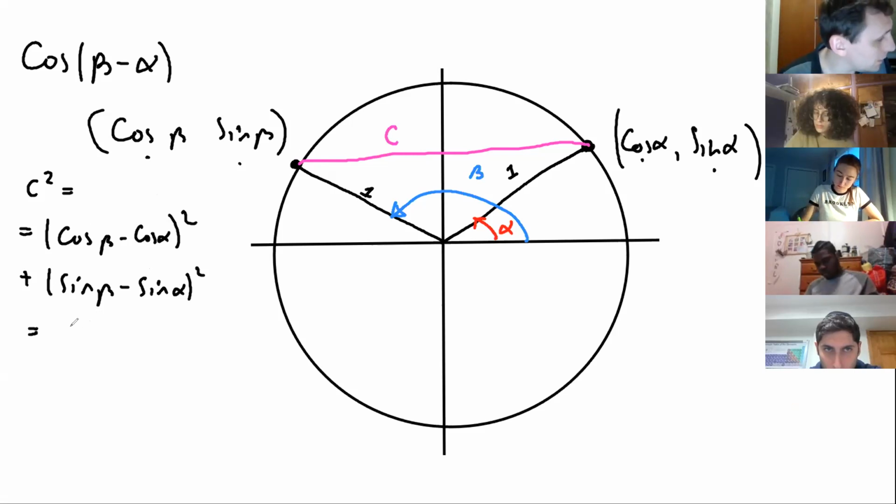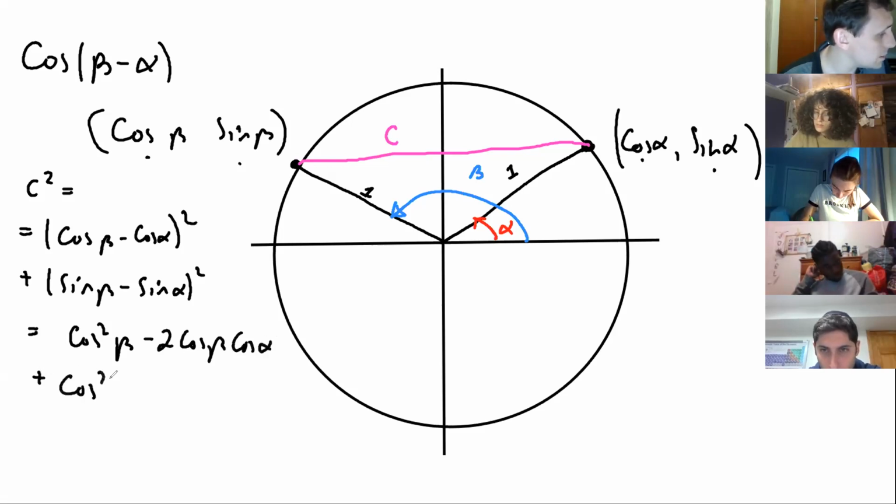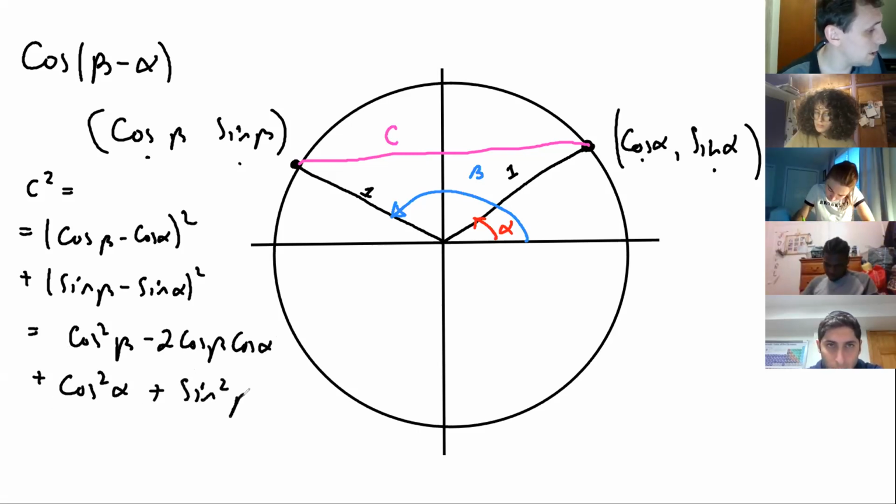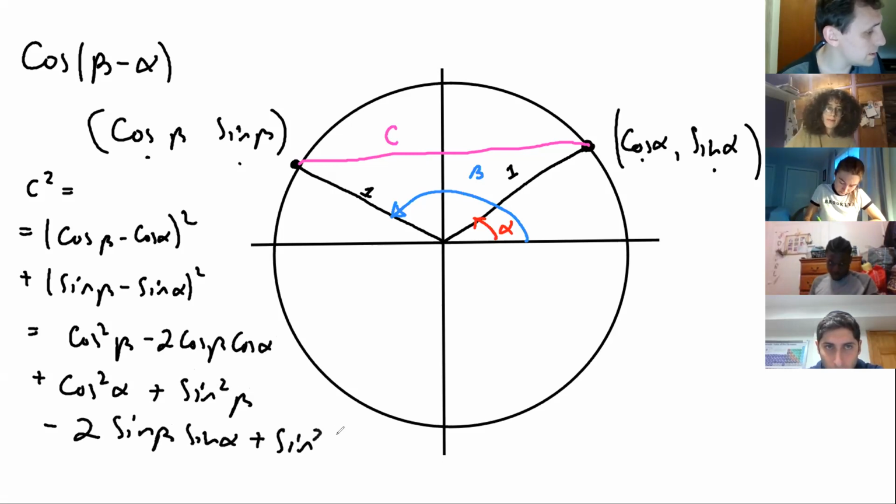So what do we have when we simplify it, guys? Expanding the first quadratic, we get cosine squared beta minus 2 cosine beta cosine alpha plus cosine squared alpha plus sine squared beta minus 2 sine beta sine alpha plus sine squared alpha.